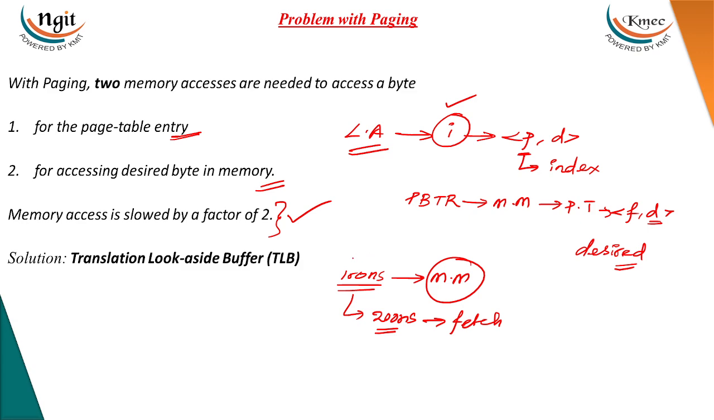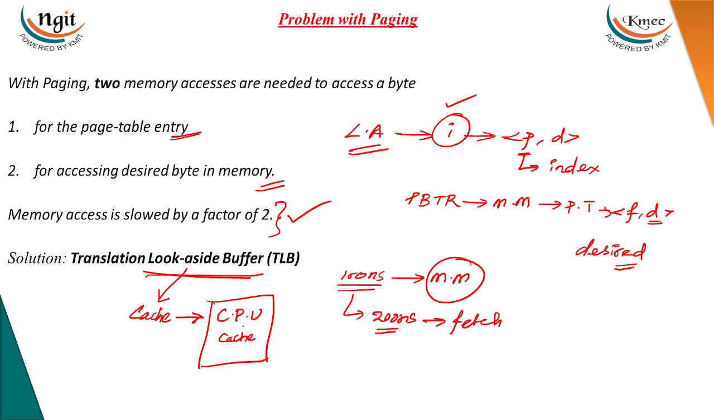Okay, so we can use something called a translation look aside buffer. This translation look aside buffer is maintained in a memory called cache memory. Where does this cache reside? On the CPU. Inside the CPU we will have a cache memory. So the translation look aside buffer is actually stored in cache memory.